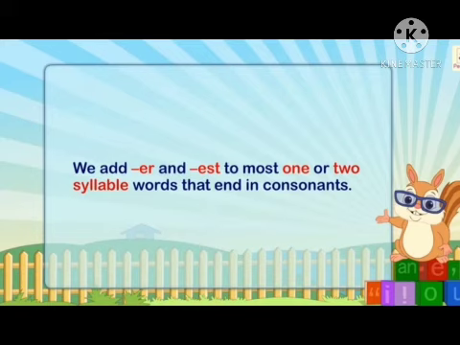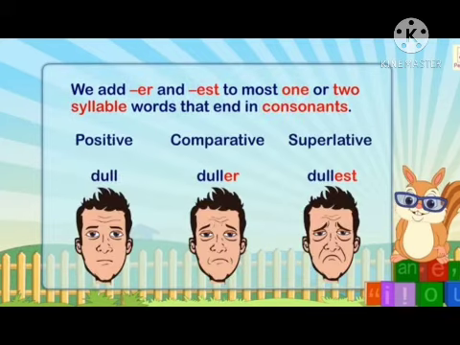Now there are some rules. Let us see those rules. We add er and est to most one or two syllable words that end with a consonant. We will see the example, then you can understand this. This type of adjectives are known as regular adjectives. See, positive degree: dull. In the comparative, er, and in the superlative, est has been added to the adjective. Let us see the next example.